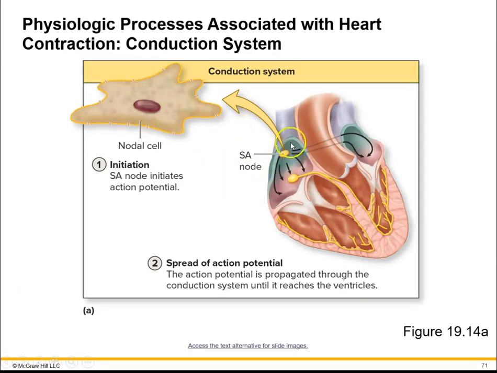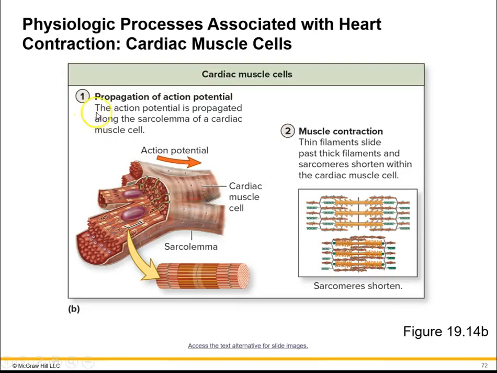Okay, so here we're looking at a nodal cell from the SA node. And so the SA nodal cell is going to initiate the action potential. And then that action potential is going to spread throughout the conduction system until it reaches the ventricles. Now, what happens when that action potential reaches cardiac muscle cells? Well, that action potential is going to be propagated along the sarcolemma, or the cell membrane of that cardiac muscle cell, and that's going to cause those thin filaments to slide past those thick filaments and the sarcomere to shorten, and that is muscle contraction.